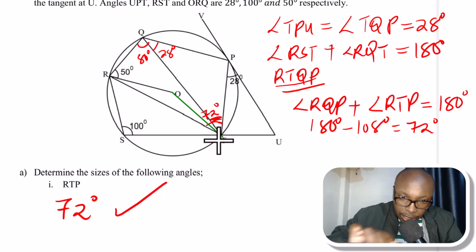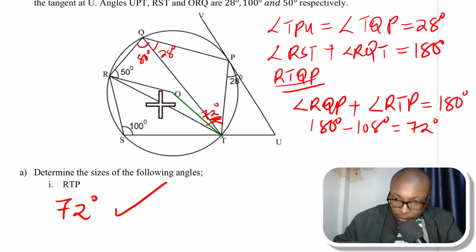there is an angle here I can get. Look at this angle. The angle subtended at the center here is twice the angle subtended at the circumference by this chord RT. This chord RT subtends 100 degrees at the center. So this angle at the center here should be twice the angle subtended at the circumference.